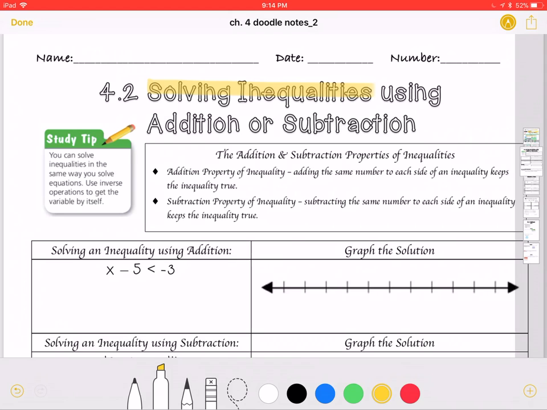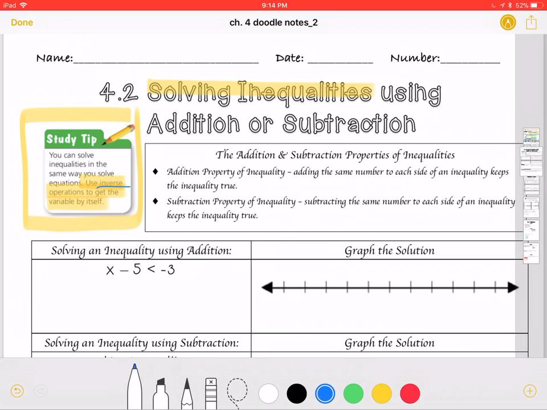So here's our little study tip to the left. Let's read that. You can solve inequalities in the same way you solve equations. We're going to use inverse operations to get the variable by itself. Remember the word inverse. What does that mean? Hopefully you're thinking opposite. Inverse operations are if there's addition, you're going to do subtraction. If there's subtraction, you're going to do addition.